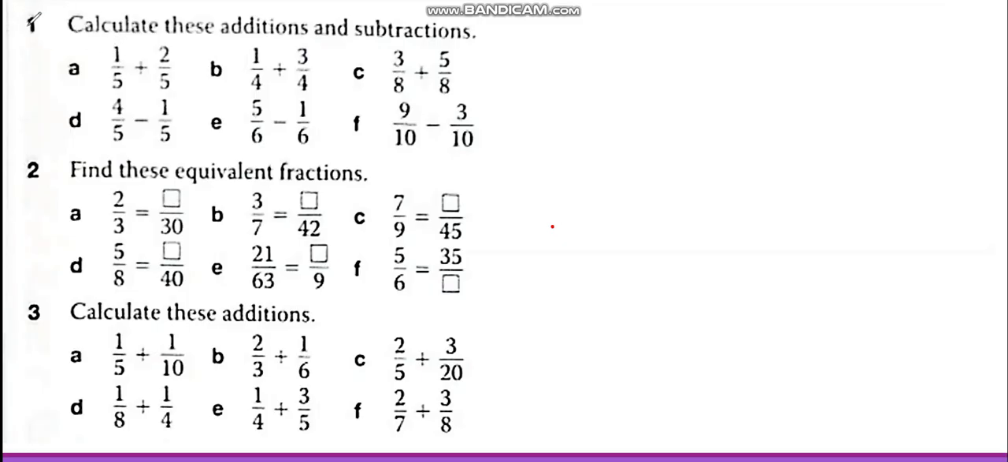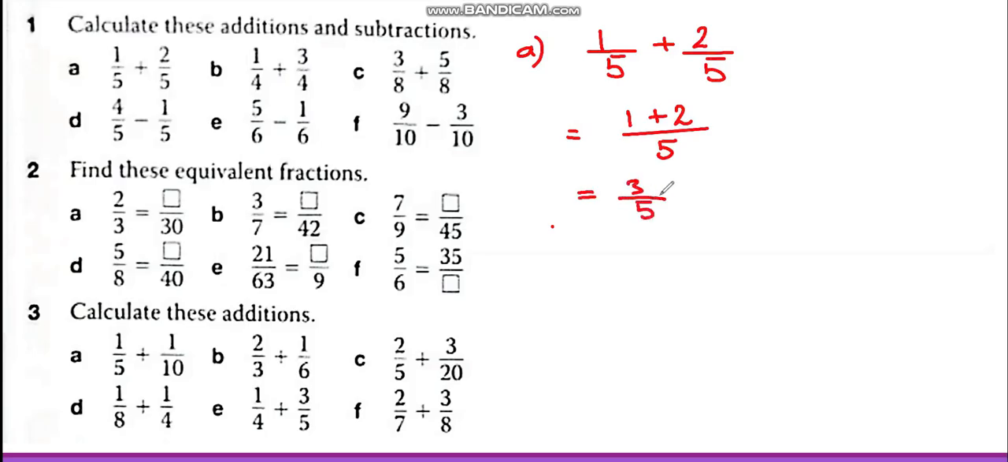For example, in question number 1, it says calculate these additions and subtractions. So let's do the A part. It's very simple because we are given like fractions where the denominator is already the same. So to add the fractions, we first make the denominator the same, which is already the same here. So we just write the denominator as common and then we add the numerators. So we will get 3/5 as the answer.